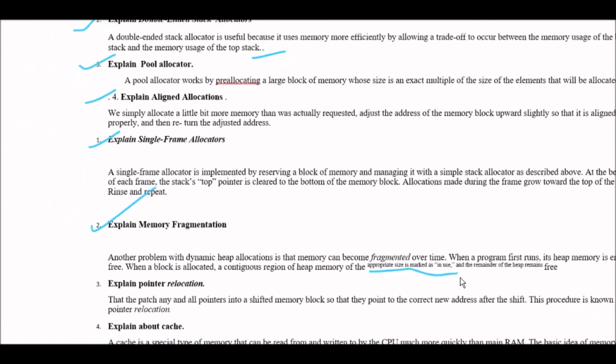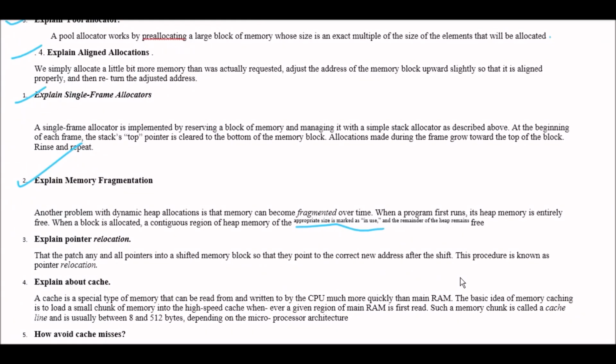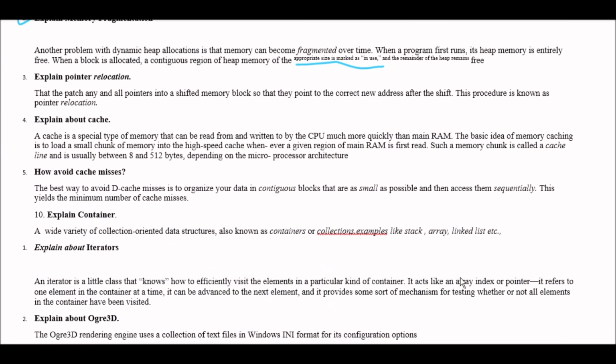Okay. Next question. Explain pointer relocation. Answer is, we patch any and all pointers into a shifted memory block so that they point to the correct new address after the shift. This procedure is known as pointer relocation.